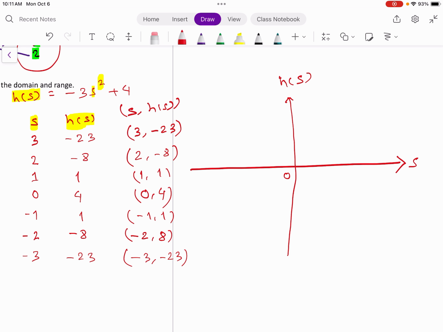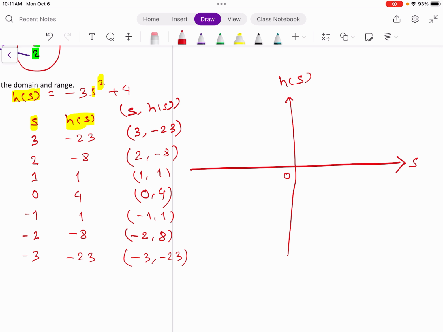So your input is the horizontal axis, output is the vertical axis. In general, we have x for horizontal, y for vertical. But in this specific function, our s is the input. So the horizontal axis is s. Our output is h of s. So our vertical axis is h of s.